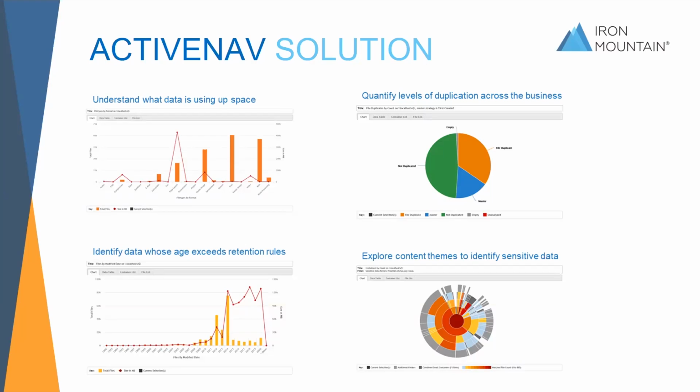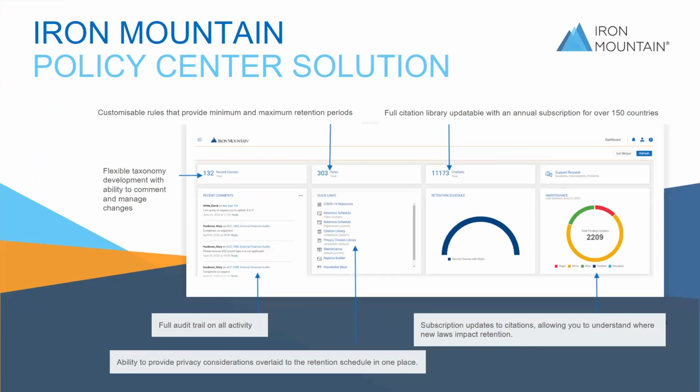So now let's look at the Policy Center solution on the Iron Mountain side. I mentioned earlier how we integrate ActiveNav with Iron Mountain's Policy Center solution to help map your data or content to your records retention schedule and classification scheme. If you're not familiar with Policy Center or haven't seen it before, it's cloud-based software that hosts your retention schedule. It is intended to be the source of truth for records retention in your organization.